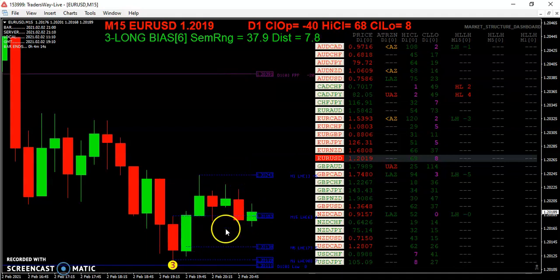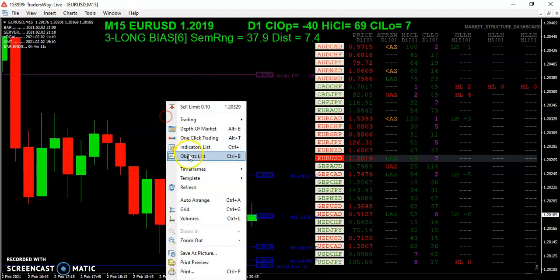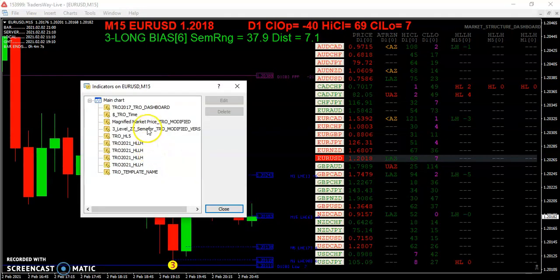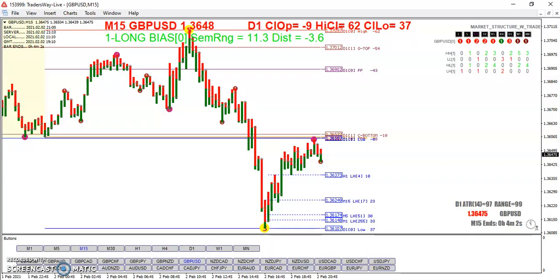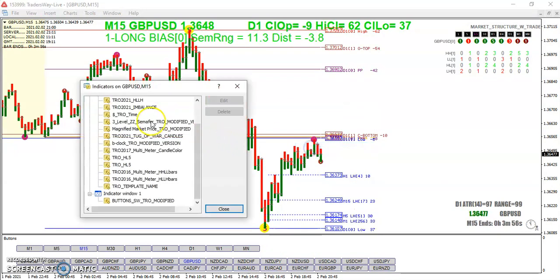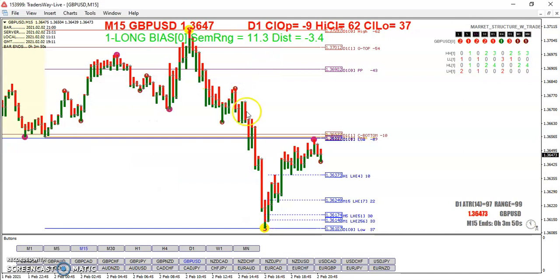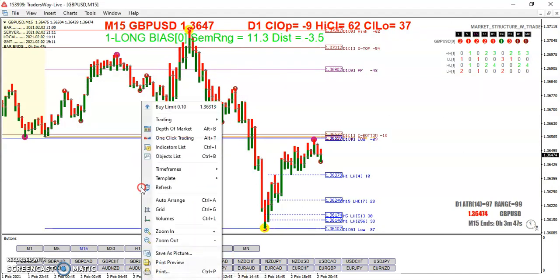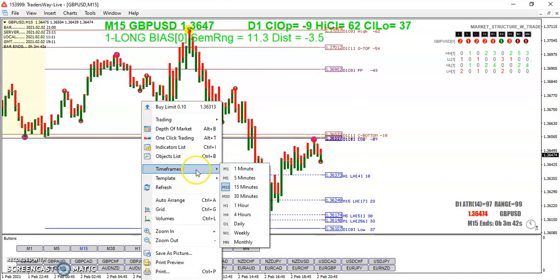And so if you're in the market structure, you'll probably like it. Now, I also wrote another indicator. Where is it? It's not on this chart. It's on this chart. And I wrote something called TRO imbalance right here, TRO 2021 imbalance. And what that'll do is it will show places where price needs to return to because of an imbalance.